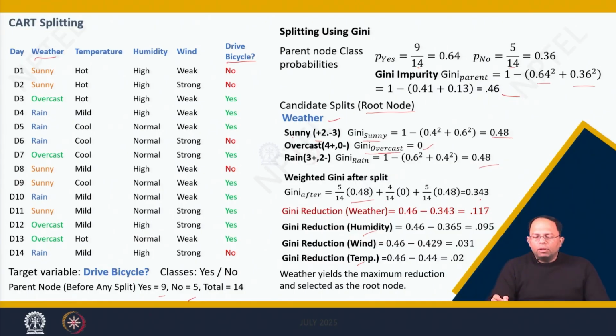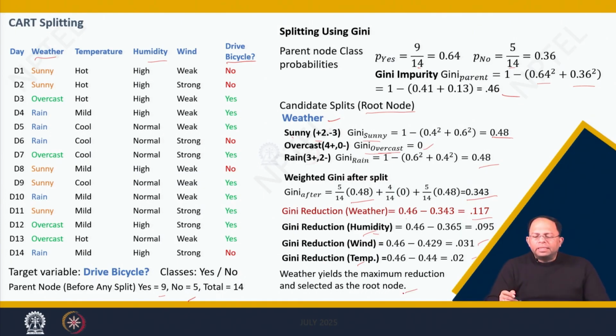And so when we add all those things up, it comes to around 0.343. So the Gini reduction for weather is 0.46 minus 0.343, which is 0.117. Same way, if I calculate the Gini reduction for humidity, wind or temperature, these are the values I get, and we can understand that weather yields the maximum reduction, so it is selected as the root node.